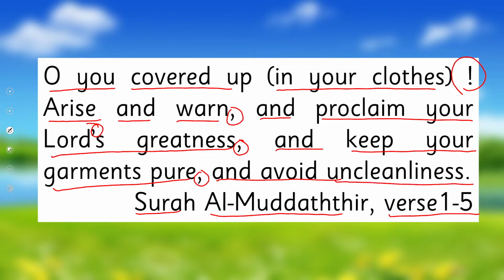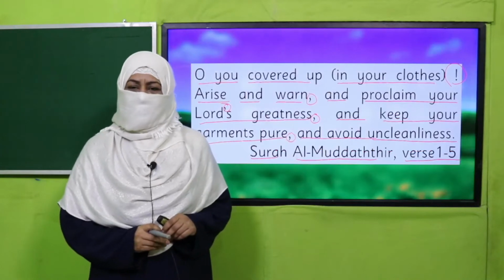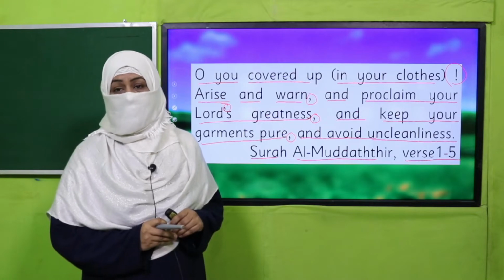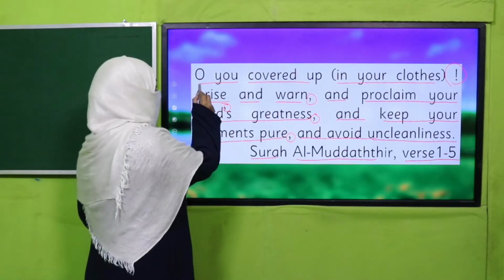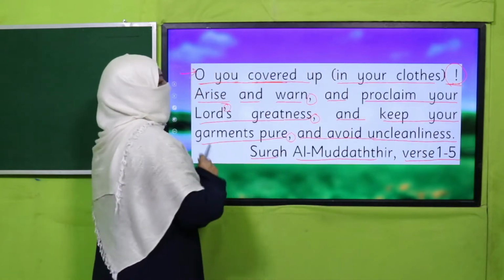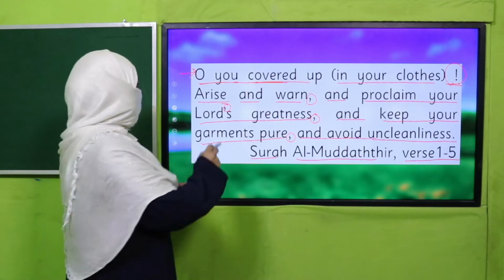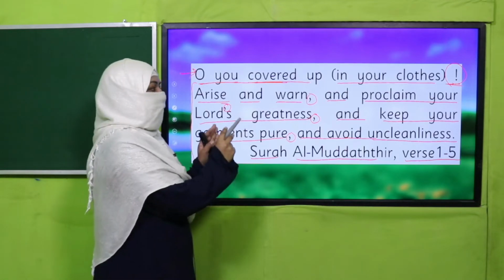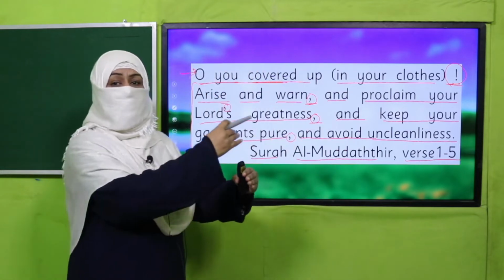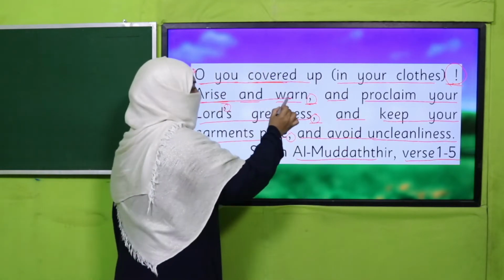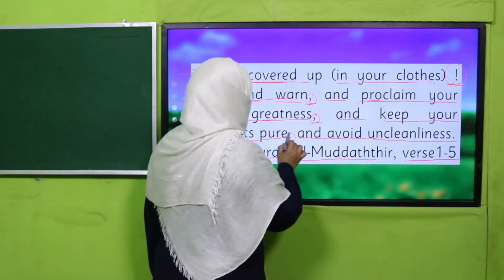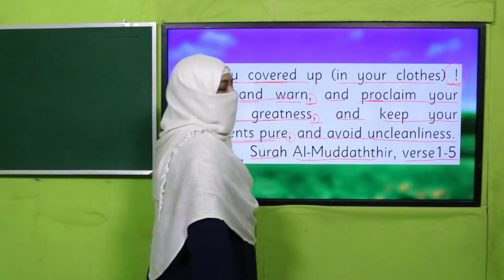Yes, my dear students, whom is Allah subhanahu wa ta'ala talking to? Yes, to our beloved Prophet Hazrat Muhammad sallallahu alayhi wa sallam. And how did Allah call him? Oh, you covered up. So here, the sign of exclamation means Allah is talking to our Prophet sallallahu alayhi wa sallam. And whatever is mentioned here has been separated by putting a comma because it is a continuous instruction. What? To arise and warn, to proclaim your Lord's greatness. Here an apostrophe has been used, and keep your garments pure and avoid uncleanliness.